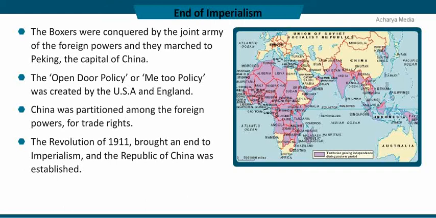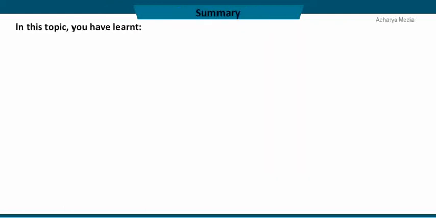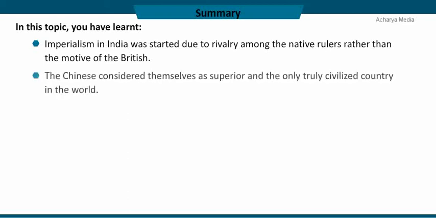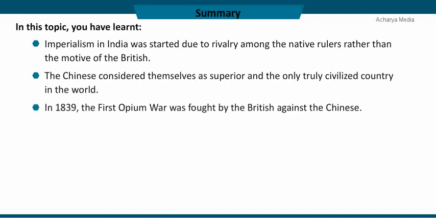In this topic, you have learnt imperialism in India was started due to rivalry among the native rulers rather than the motive of the British. The Chinese considered themselves as superior and the only truly civilized country in the world. In 1839, the First Opium War was fought by the British against the Chinese. The Treaty of Nanking was signed in 1842.